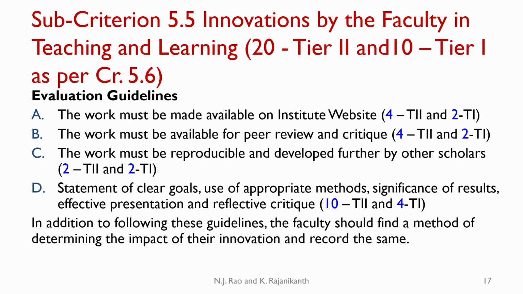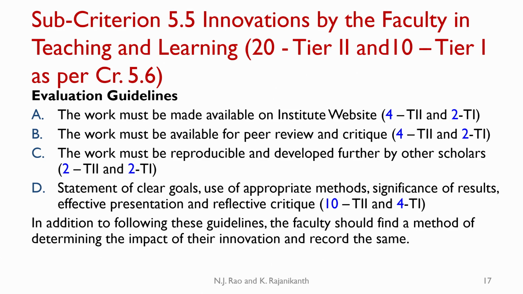And also the work must be available for peer review and critic. When you make your material available on the website, there must be provision for any outsider to peer review. Somebody can comment on that and also critic whatever has been done. For example, any assumptions that you have made, or it could be in the form of some suggestions as well. When you create it on the website, there should be provision made for peer review and critic. If you do that, you get 4 marks in tier 2 and 2 marks for tier 1.